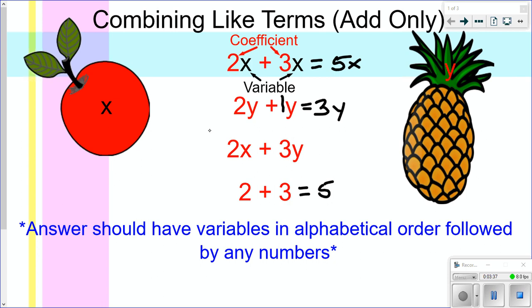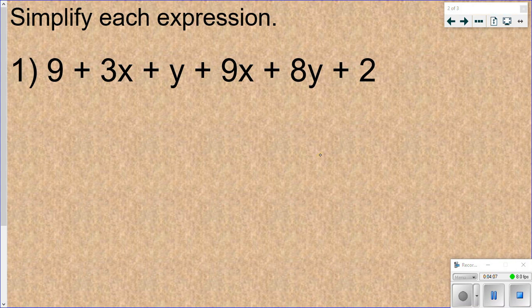Now, when you have multiple variables in the same expression, so let's say we have x and y in the same expression, which I'm about to show you an example, your answer should have the variables in alphabetical order. So you would combine your x's first, then your y's, and then last would be any numbers that you have. So the variables in alphabetical order, they come first, and then any numbers. If that sounds confusing, well, let's see what I mean by that. Let's look at an example of this.